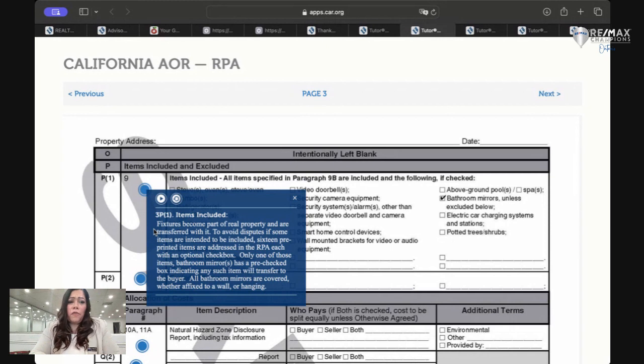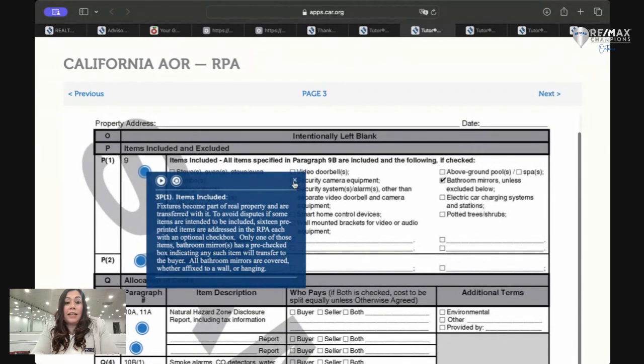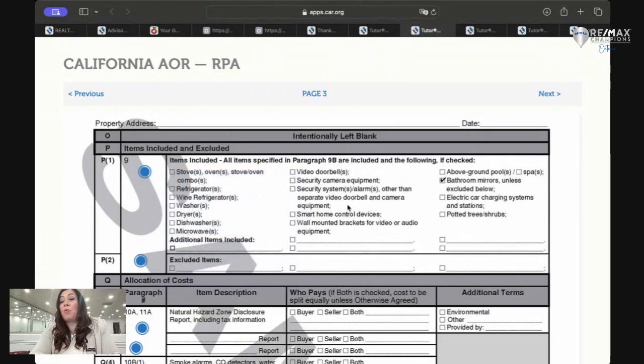So, fixtures become part of a real property and are transferred with it. To avoid disputes, if some items are intended to be included, there's 16 pre-printed items that were most common, that people would disagree on. So that's why they pre-printed them for us to make it easier. And only one of those items is bathroom mirrors that's pre-checked, because if there's anything hanging on the wall, it stays. Okay. Because people change the mirrors now. It's not like old school where they were glued. Now people put fancy mirrors up.